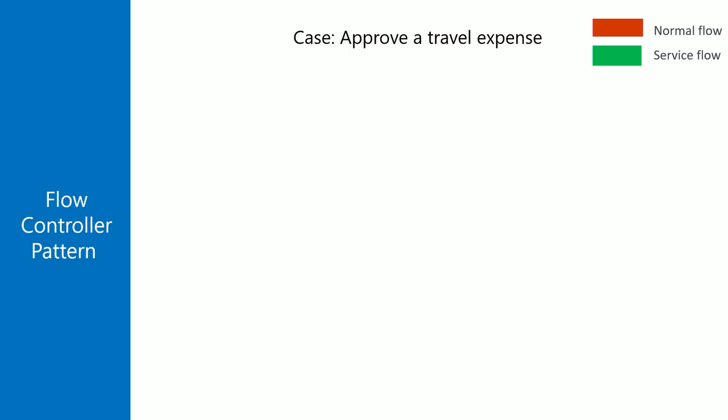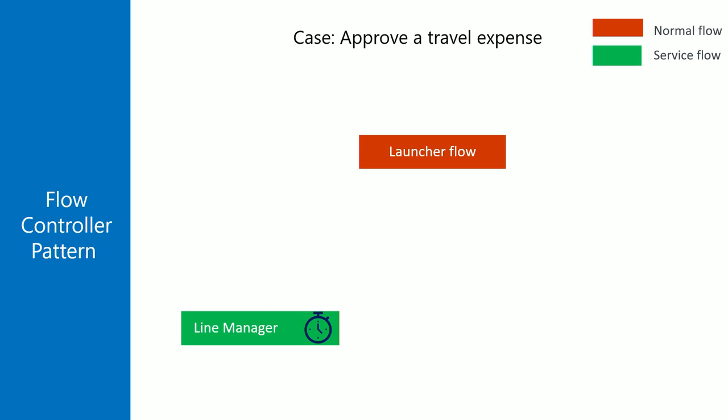The way we solve this is by using the controller pattern. You split your flow in two categories of flow, red, normal flow, and green, service flow. Later on, I will show the implementation. So, for example, the travel expense is created in a SharePoint list, a flow starts. This is what I call the launcher flow, right? A normal flow. But then the launcher flow needs to, in one way or another, call the line manager, and ask the line manager to approve. And you see there is a timeout in this operation, in this flow in green. And if the line manager doesn't approve, the flow will have to redirect to the big boss.